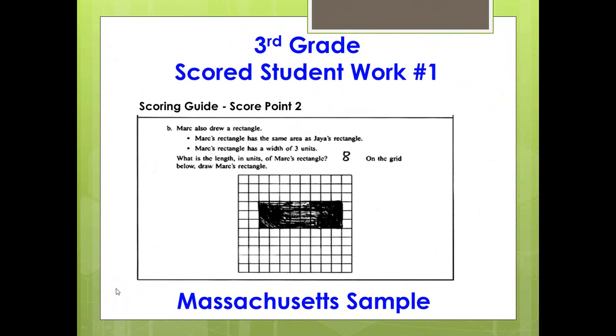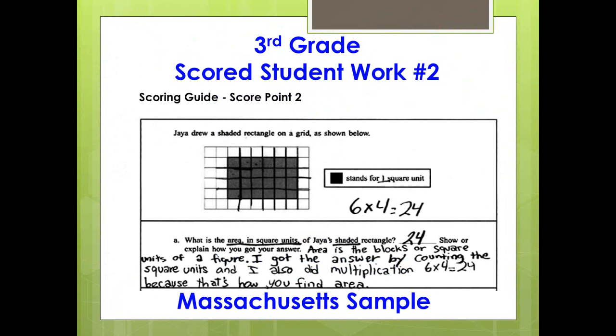So now let's look at part B of the 2-point. Mark also drew a rectangle. Mark's rectangle has the same area as Jaya's rectangle. Mark's rectangle has a width of 3 units. So what is the length in units of Mark's rectangle? The answer this student provided was 8, because on the previous answer, the area was 24 square units. So what this student did is they shaded in the width of 3, and they had to come up with a total of 24 square units. And so that would be 8 in your length.